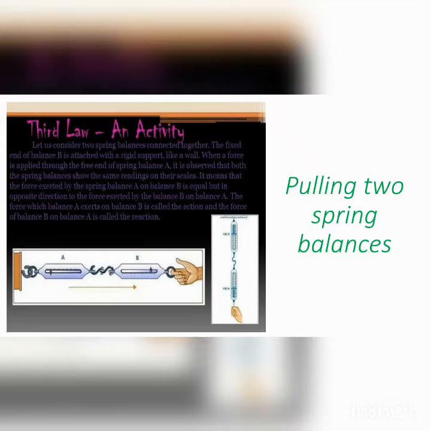According to the third law of motion, when an object exerts a force on another object, the second object also exerts a force on the first one, which is equal in magnitude but opposite in direction. The two opposing forces are known as an action and reaction pair. Newton's third law explains what happens when one object exerts a force on another object.